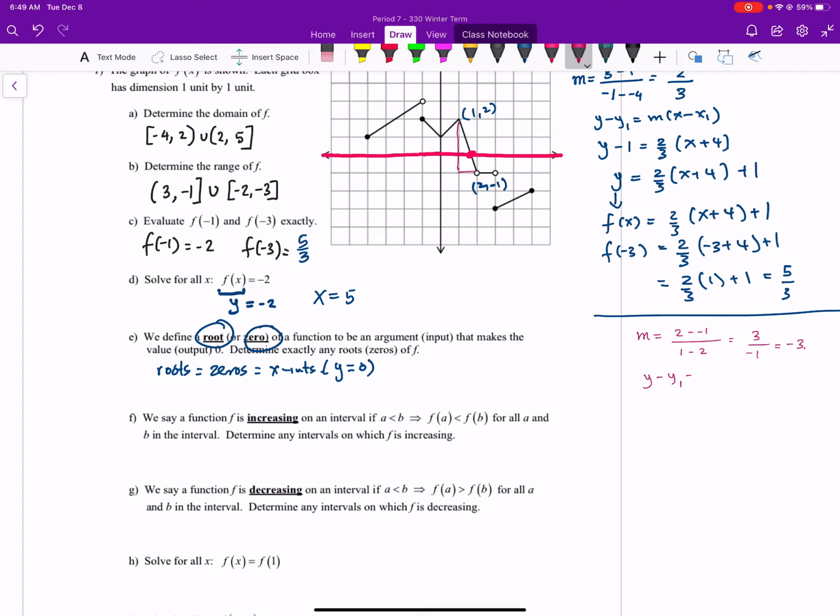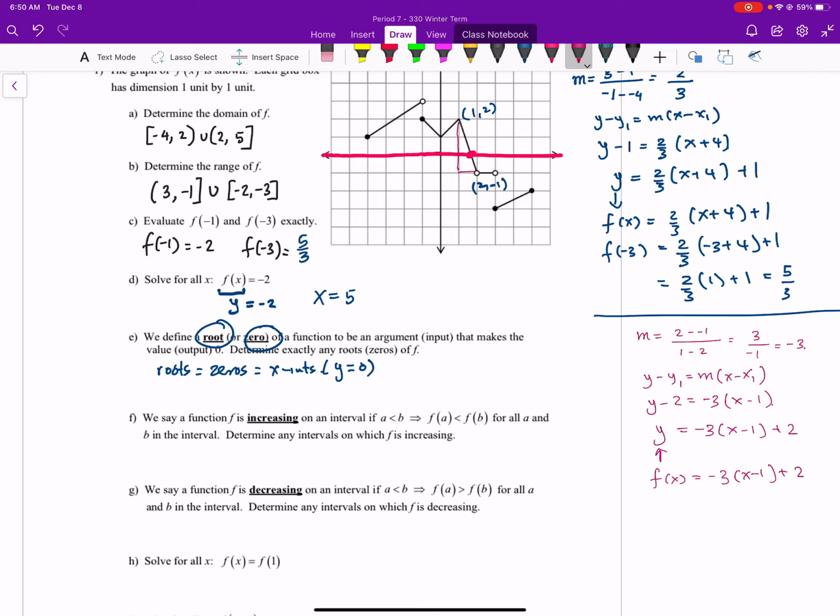So y minus y1 is equal to m times x minus x1. Okay, so if I pick the point (1, 2), I get y minus 2 is equal to negative 3 times (x minus 1). All right, and if I write this as y is equal to negative 3 times (x minus 1) plus 2, remember y is a fancy word for f of x, is equal to negative 3 times (x minus 1) plus 2.